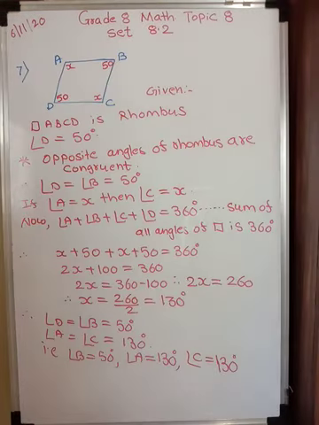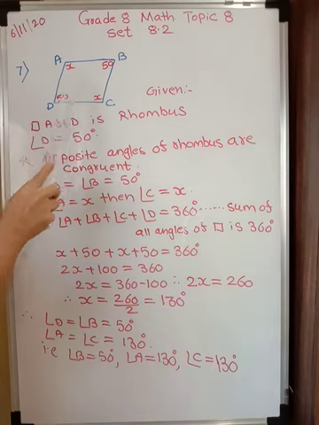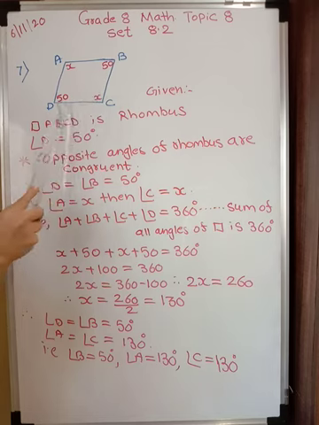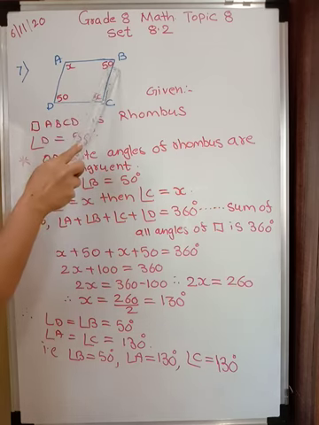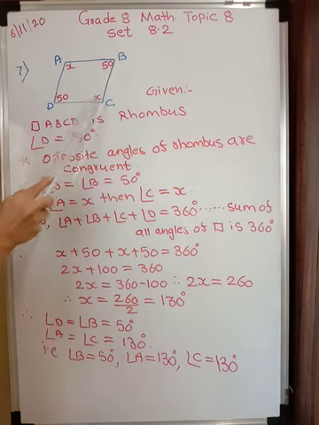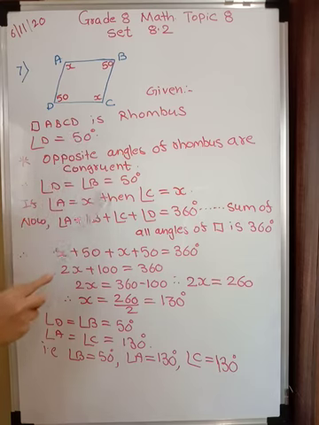Now look at the 7th question. One angle of a rhombus is given and we have to find the remaining 3 angles. We know that opposite angles of a rhombus are equal. So if this angle D is 50, B is also 50. If angle A is x, angle C also will be x. So that's what I have written over here.